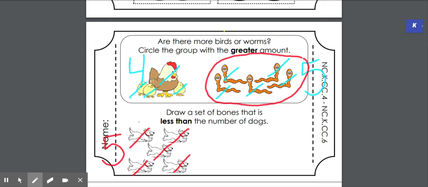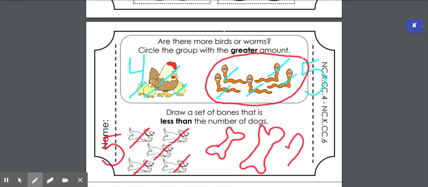Okay, so Miss Ingram is going to try her best to draw a bone here. So there's 1 bone, I'm trying really hard. 1 bone, I'll do 2. Is 2 less than 5? Yes, it is. I got a big bone there. All right, 2 bones. 2 is less than 5. And I could even write my number 2 here. There we go. All right, great job today.